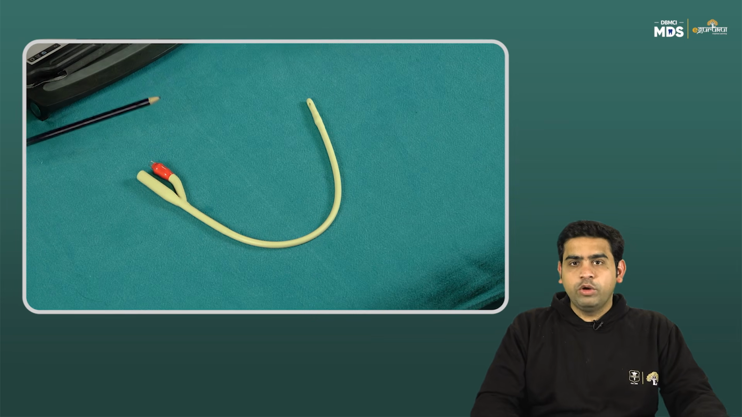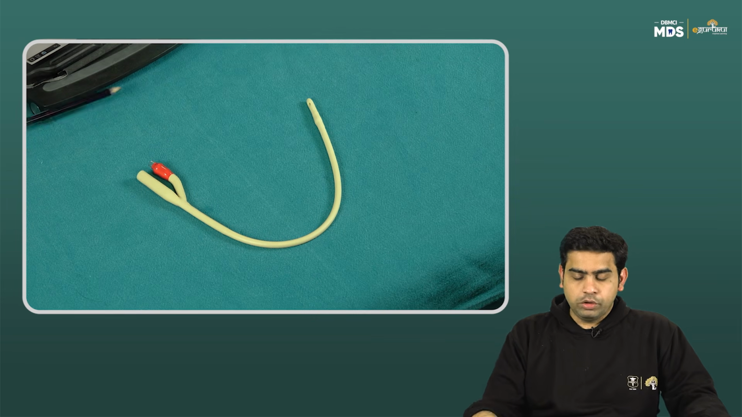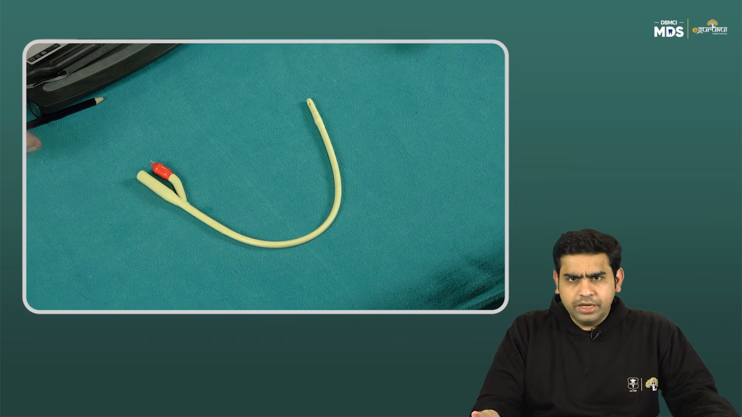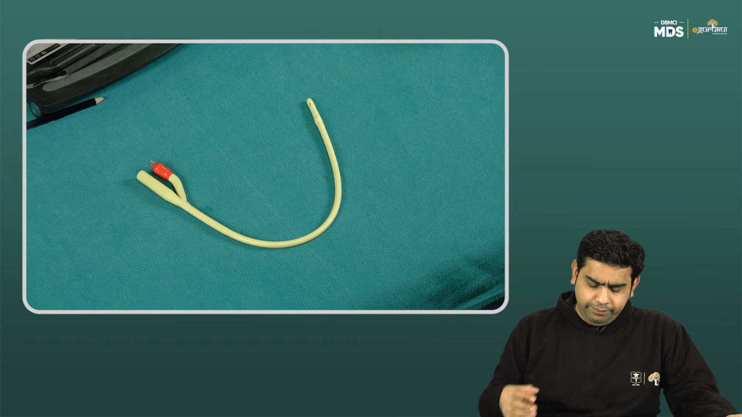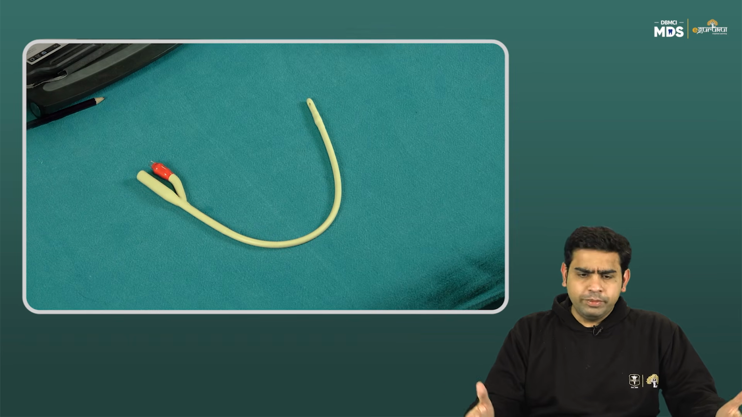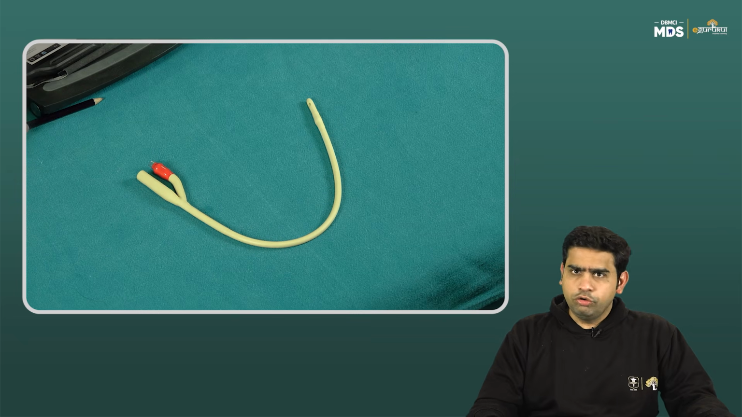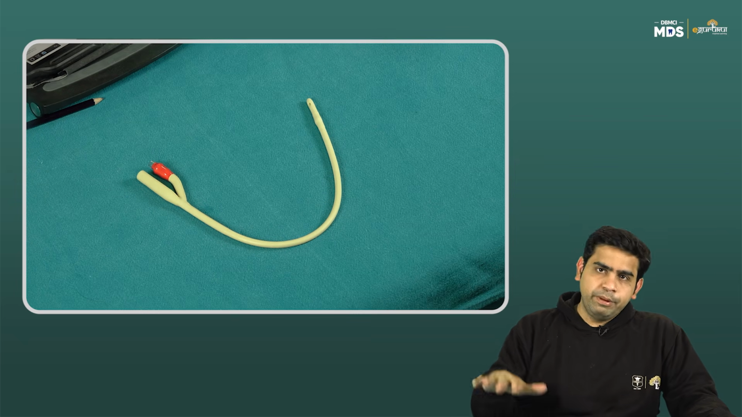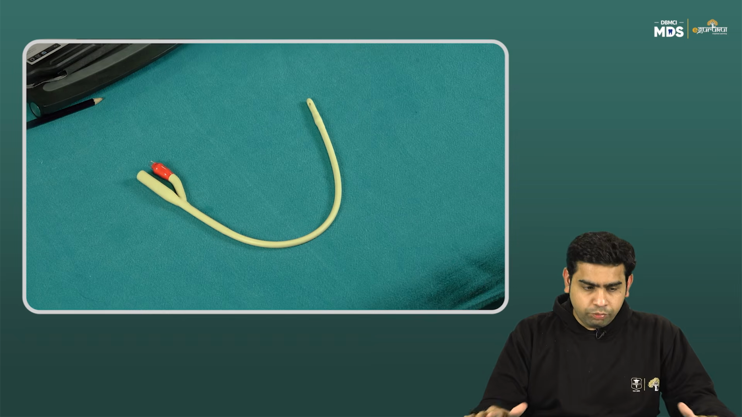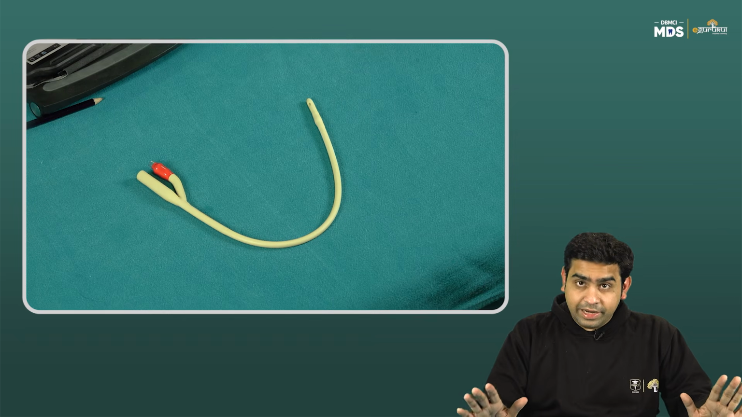Now, a quick word on how you put a Foley's catheter. Whenever you want to put a Foley's catheter in any person, obviously the indication is that you want to drain the urine. So you prepare the part of that patient. You properly drape and paint and everything, with sterile technique.